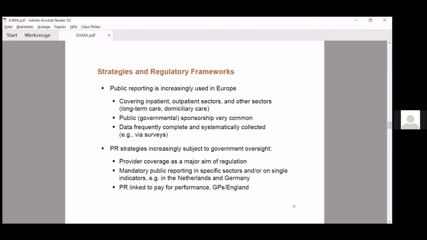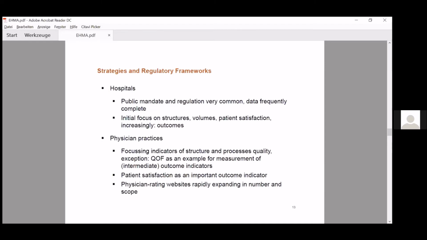A major aim of the public reporting strategy is to have full coverage of the providers in order to get complete data. For that reason, we also have increasingly mandatory public reporting in specific sectors. For example, the Netherlands or also Germany is a good example, with the obligation of hospitals to provide a structured quality report on the data. Frequently, and we will certainly hear more later from Willem, public reporting is quite frequently also linked to pay for performance models.